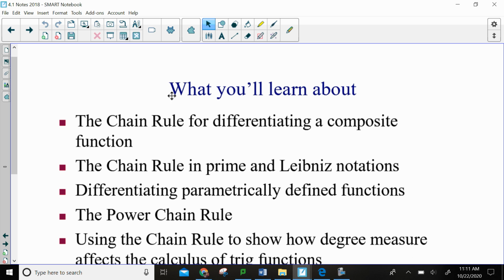So we will be thinking about it as a composite function, something inside another function, and the power chain rule function, and then differentiating parametrically defined functions. So I know you did parametric functions in pre-calculus. You didn't spend a lot of time on it, but we are going to do parametric derivatives. They're not too bad, so we're going to do that as well.